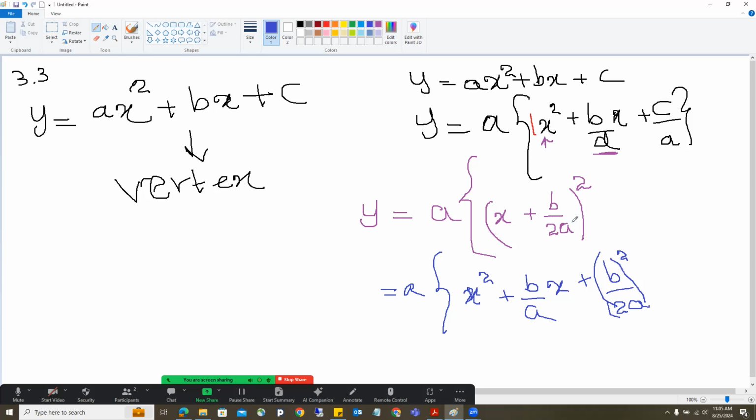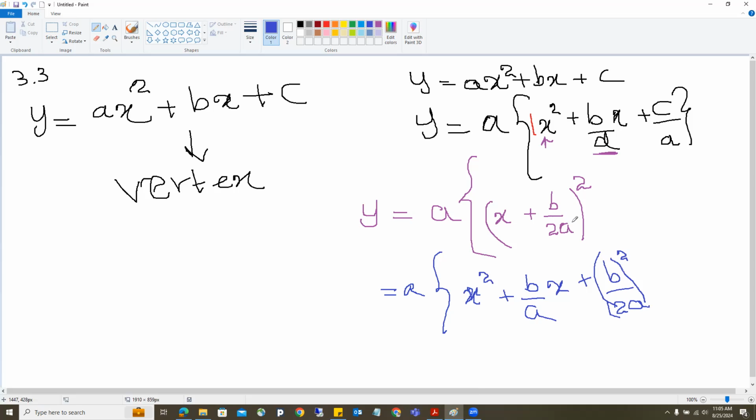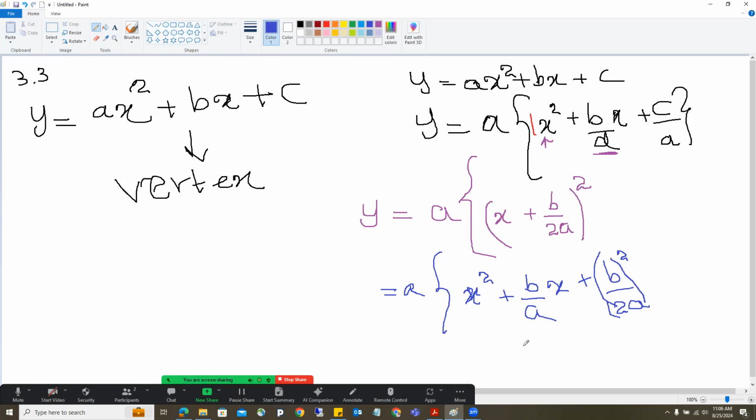If you remove the brackets and expand, what will you receive? Tell me. What will you receive? Yeah, you receive this one, right? I thought I got 2x times b over 2a, then you simplify over b. Yeah. Now what will happen?